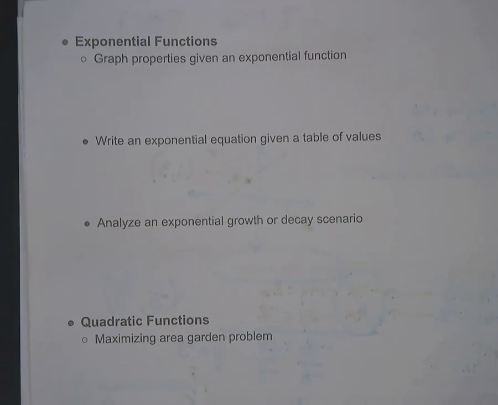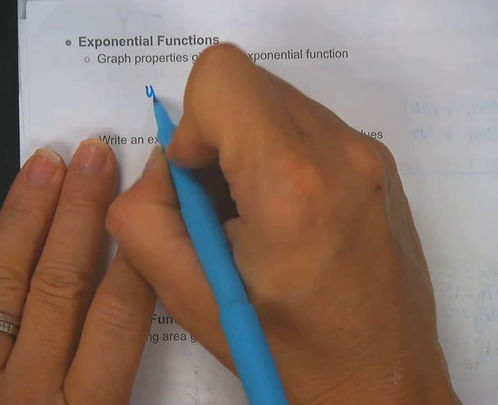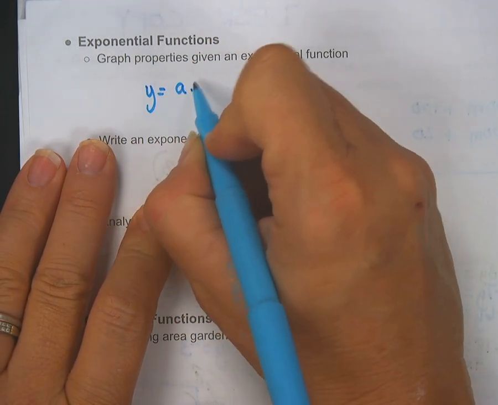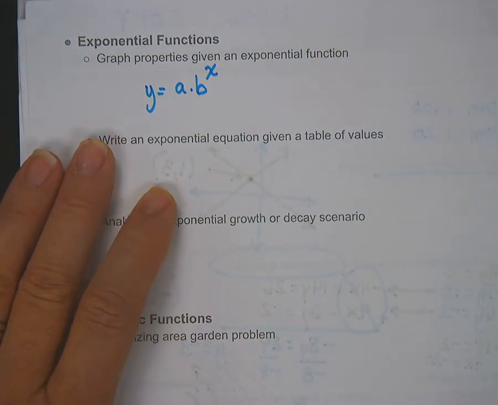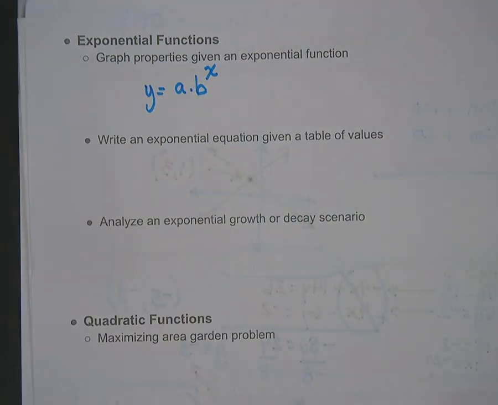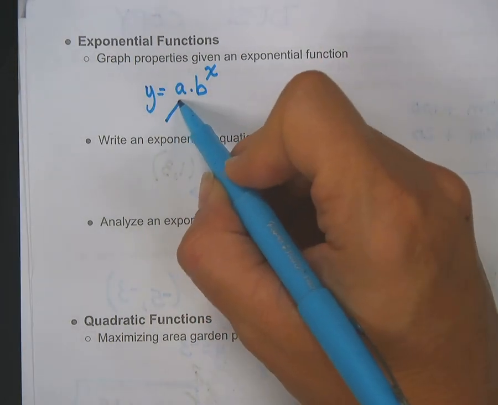Okay, the next section we're going into is exponential functions. And when we talk about exponential functions, we need to understand the properties that are involved. Okay, so when we look at an exponential function, it's going to look like this. Y equals a times b to the x power. This is the general form.